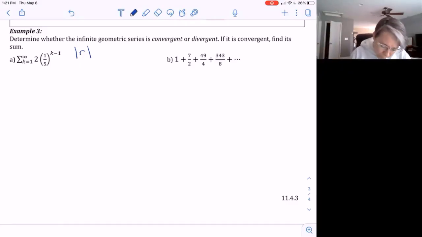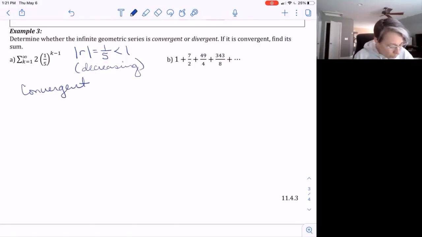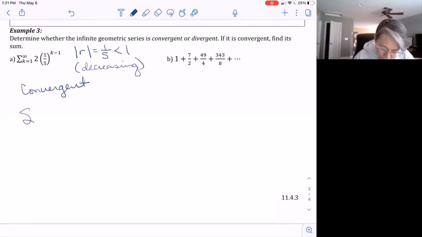So if we look at our r value here, it is 1/5, okay? That 1/5 is less than 1. Think of it as a decreasing exponential function. So that means it is convergent. So we're going to use our formula where we take our first term and divide it by 1 minus r. That means we have to find our first term.